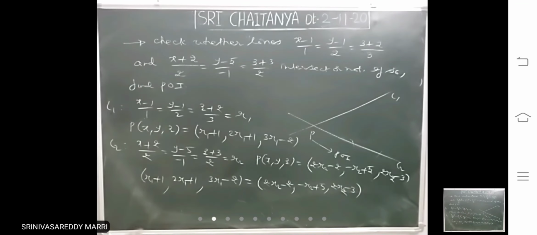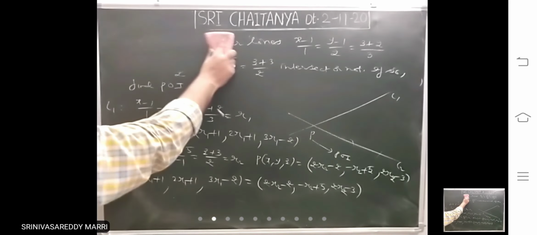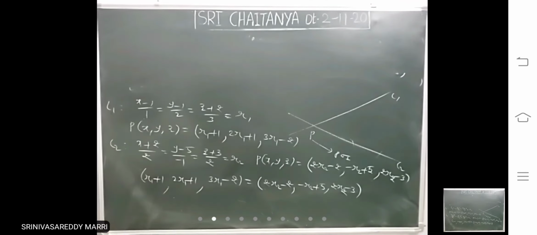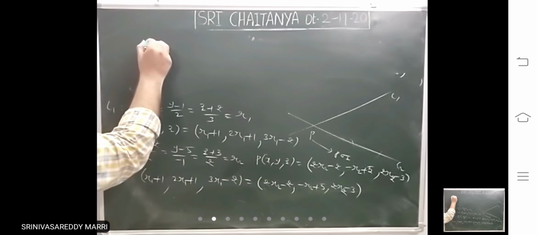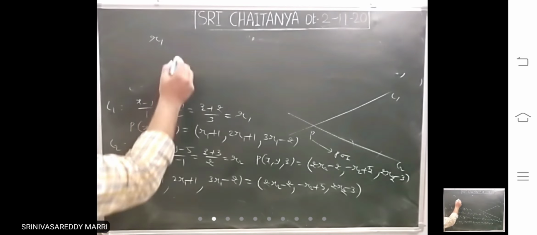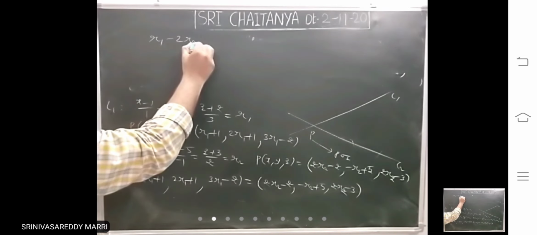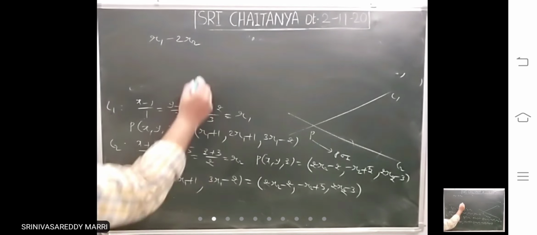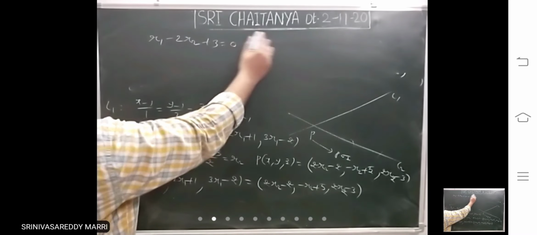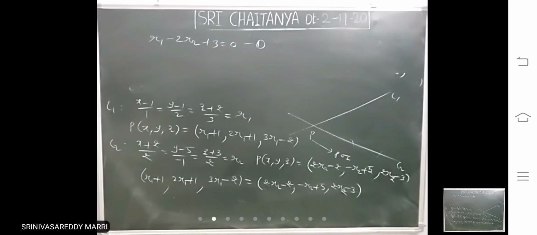Now equate the x coordinate to the x coordinate and form one equation. X coordinate to x coordinate means what is the equation you will get? I am writing above. This is equal to this, so I am writing the equation like this. Bring everything to this side: R1 minus 2R2 plus 1 plus 2 plus 3 equal to 0. First equation.